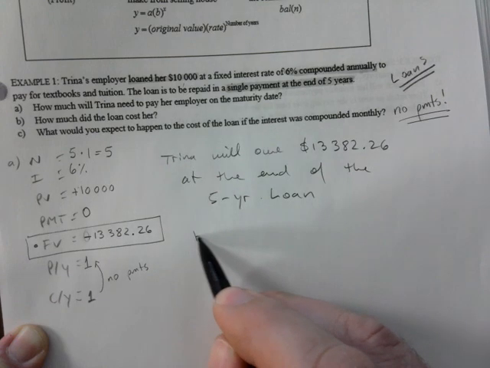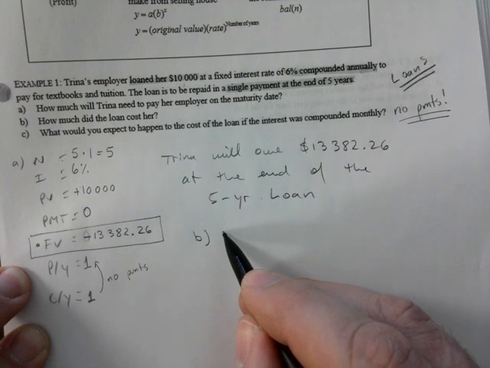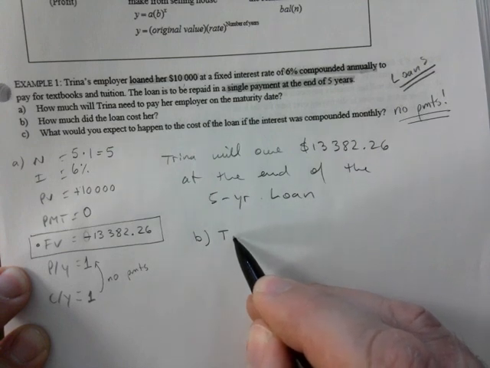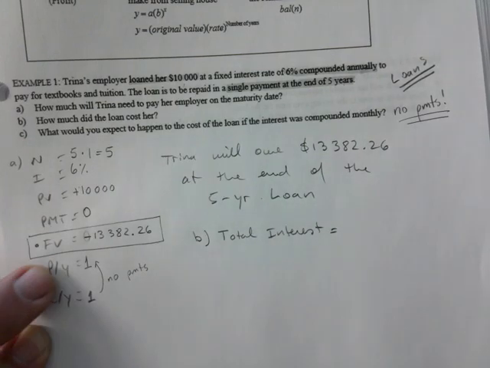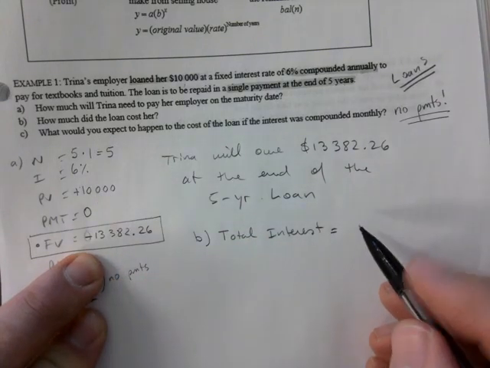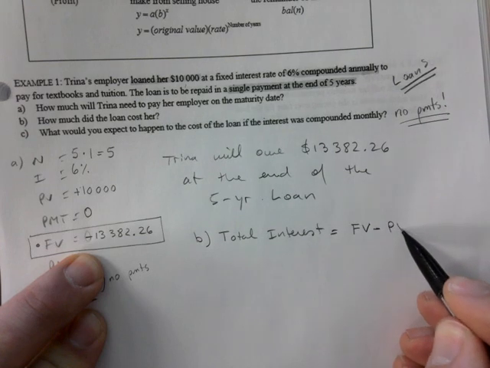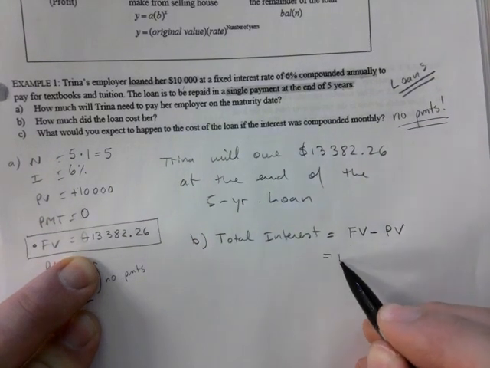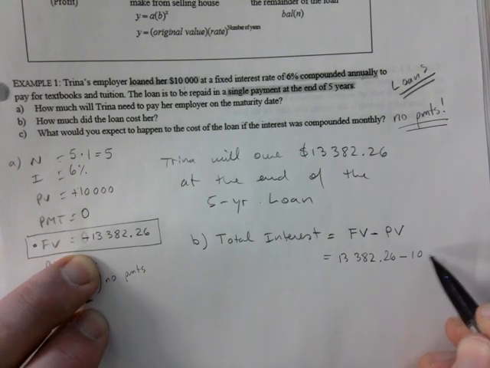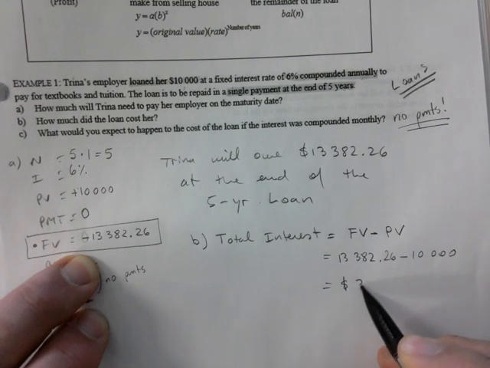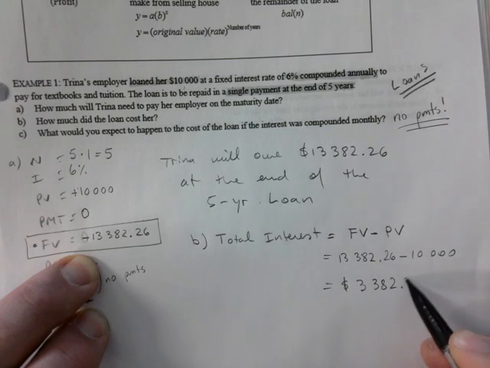How much did it cost her? We use total interest. That's what the total interest is attributed to. And you can simply subtract the two. So you go future value minus present value. So we go 13,382.26 minus the 10,000, no big deal. That's 3,382.26.